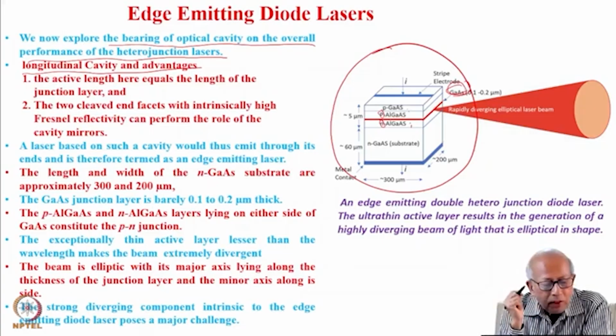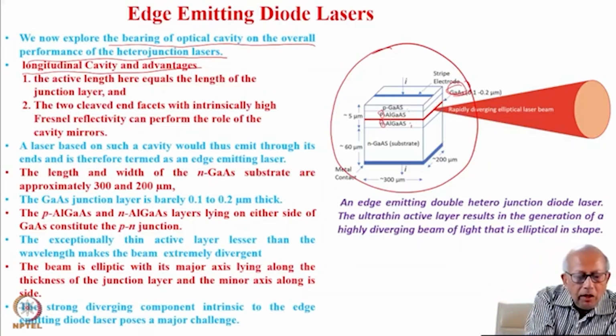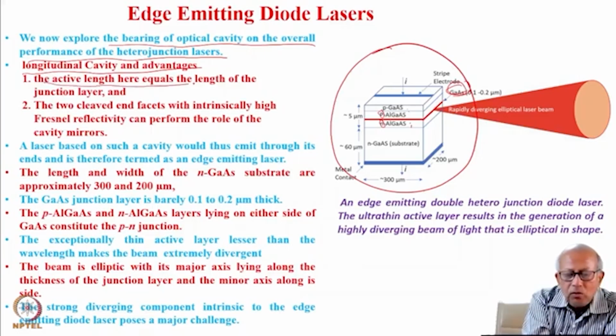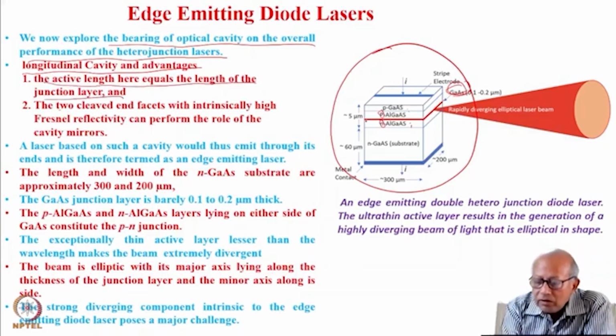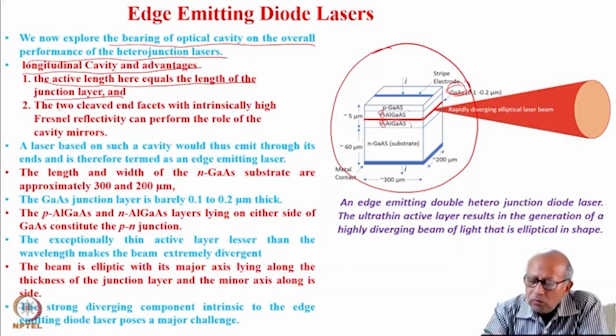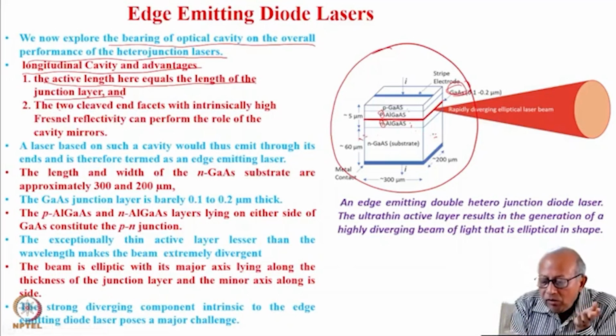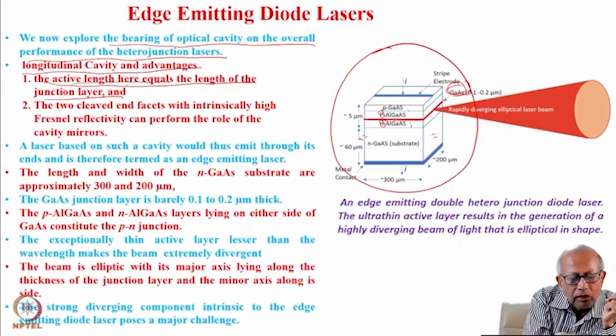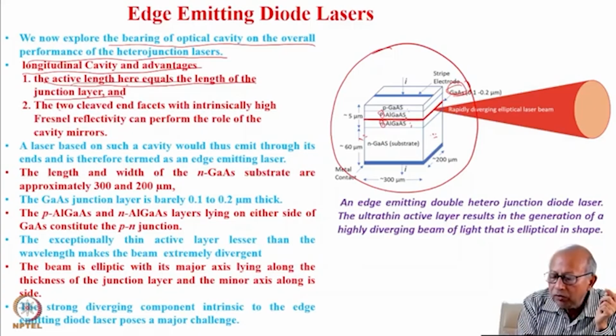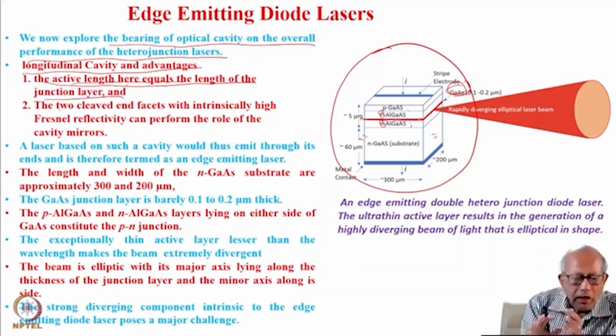In a longitudinal cavity laser, you see there are two advantages. The active length here equals the length of the junction layer. So this is the length of the junction layer, and this is the width of the junction. These two end faces have been cleaved to make them optically flat, and these two faces will act as the two cavity mirrors. And therefore, the active length is simply the length of the junction layer, because you have created population inversion in this. This is the active layer, and this is also the active length of the laser.